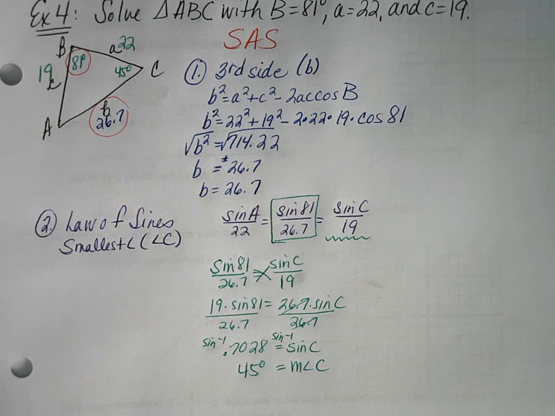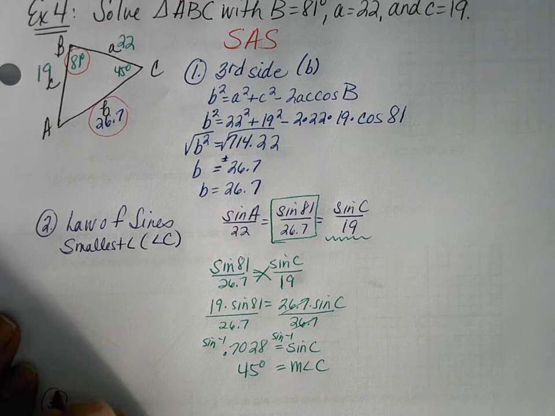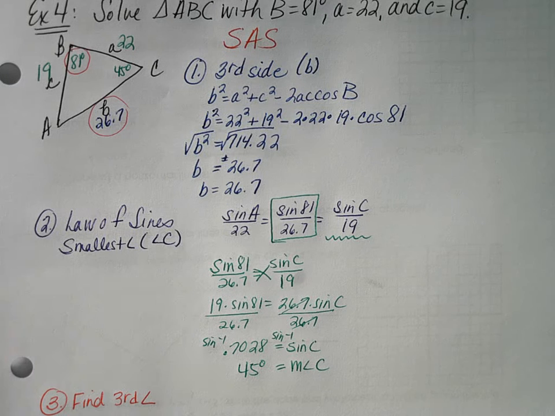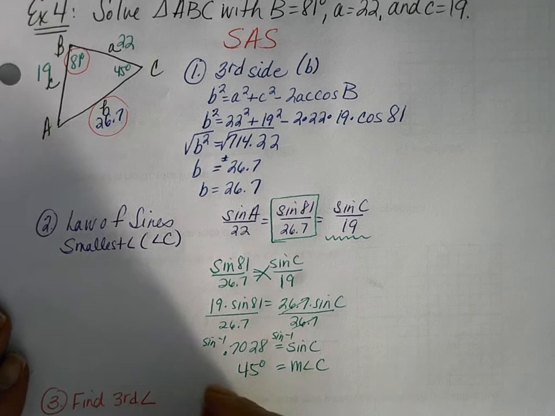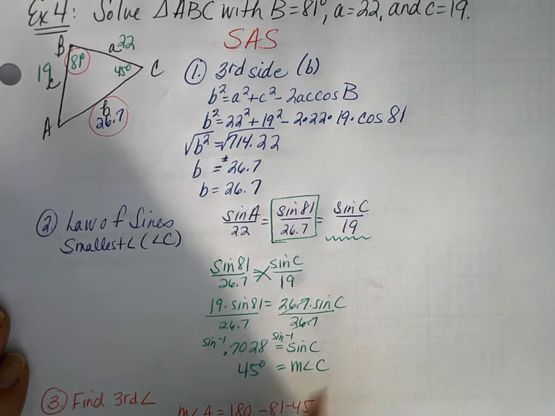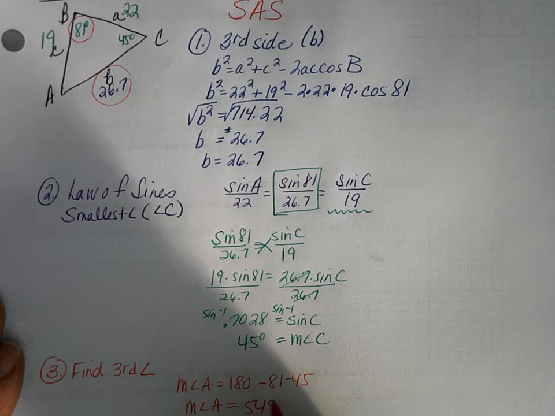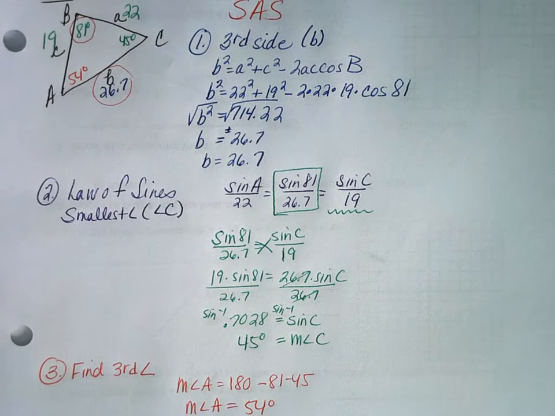Perfect. Done? No. Why not? We still have to find the angle for A. And how do I find that third angle? Do I have to go through all that work? No, you would just add up 45 and take it away from 180. Beautiful. I'm going to find angle A by taking 180 and subtracting the other two angles. So how much do we get for the measure of angle A? 54 degrees. Beautiful. And I have solved this triangle because I know all the sides and I know all the angles.